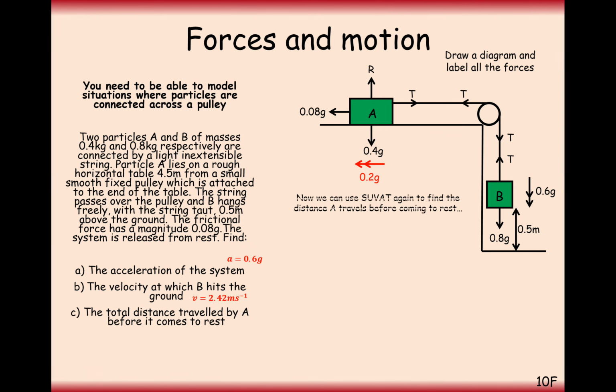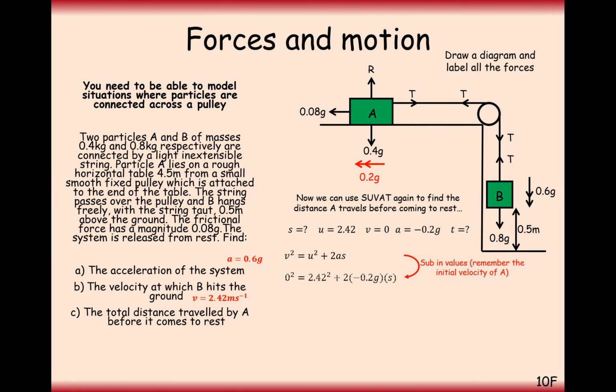And now we apply suvat. So S equals, U is equal to 2.42, but remember 2.42 squared was 0.6 g, I think I remember that being. V is equal to 0, final speed is equal to 0 because it comes to rest, and acceleration is minus 0.2 g. So V squared equals U squared plus 2AS.